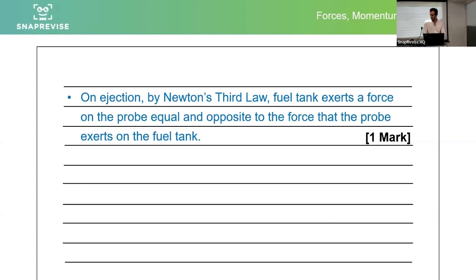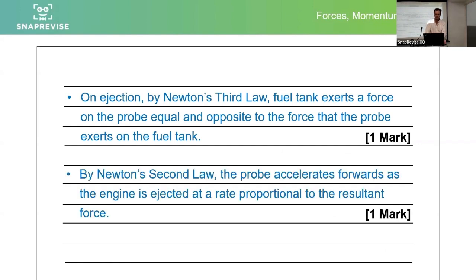Right. It says Newton's laws, but you should hopefully identify we've got two objects here. I dare say an object A and an object B. We've got the rocket and its fuel tank. So it's Newton's third law we're talking about. First point, on ejection, by Newton's third law, the fuel tank exerts a force on the probe equal and opposite to the force that the probe exerts on the fuel tank. Great. You're essentially stating Newton's third law, but just applying it to this specific context.